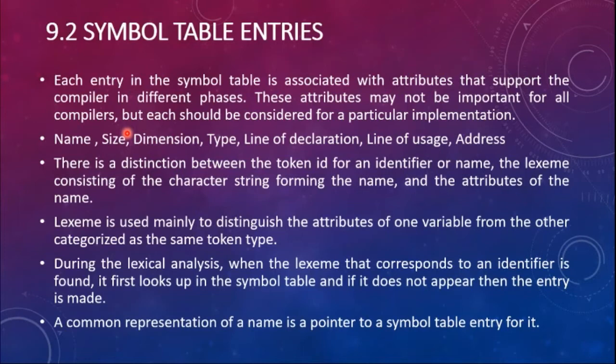Attributes mean things like the name of the variable, the size of that particular variable, and dimension. In array type variables we can use the dimension. Then the type of the variable, the line of declaration and the line of use. These types of attributes can be used in symbol table entries. There is a small distinction between the token ID for an identifier and the name.